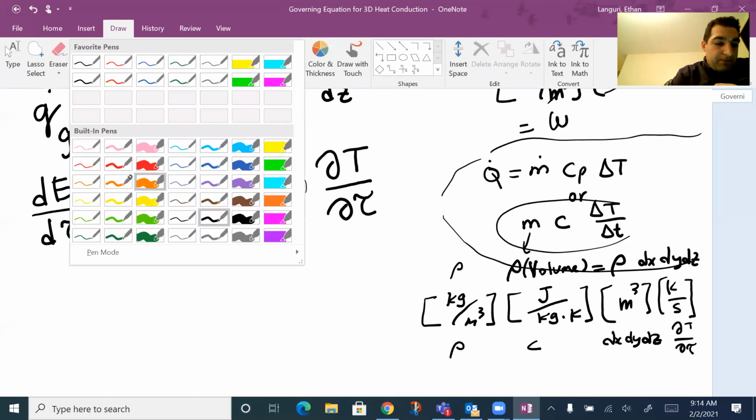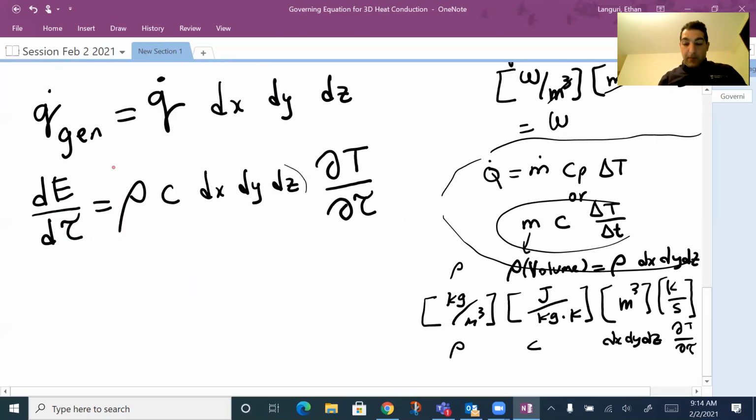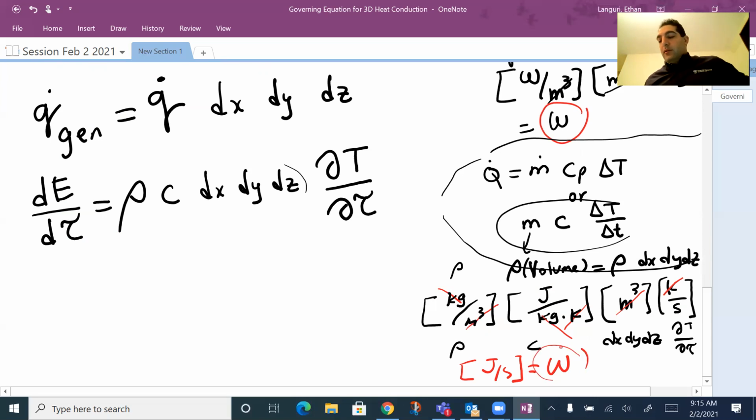So if we try to cancel out and simplify this, I can say meter cube with this meter cube cancel out each other. Kilogram and this kilogram cancel out each other. Kelvin and Kelvin cancel out each other. What I have at the end is joule over second. What is another name for joule over second? It's watt. And that's exactly consistent with other terms. So as you saw here, all of those terms have the same unit of watt. That's why we can add them together in this equation.